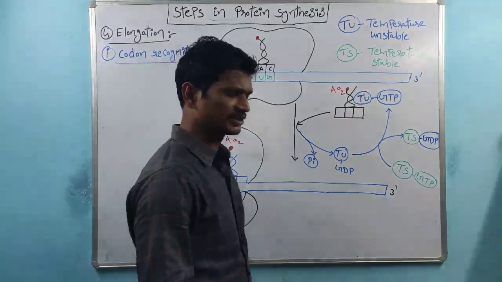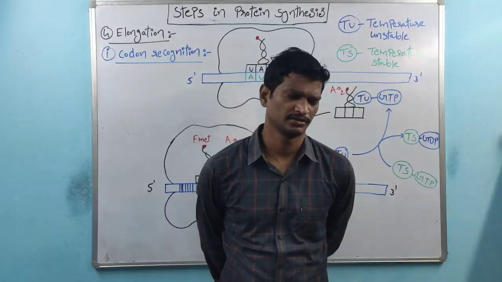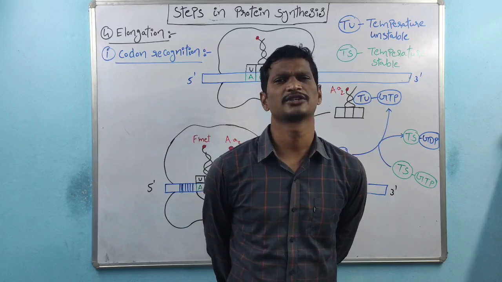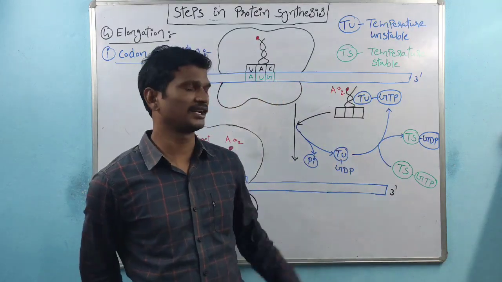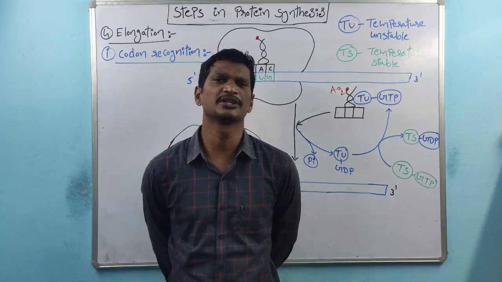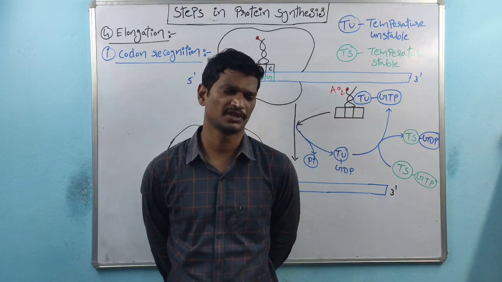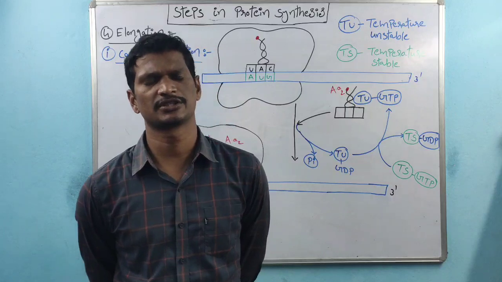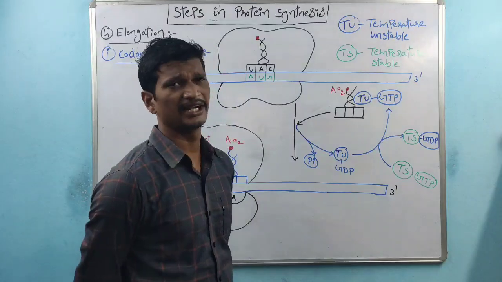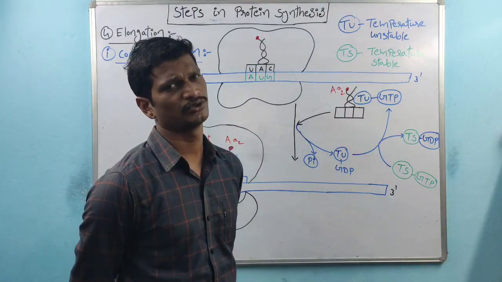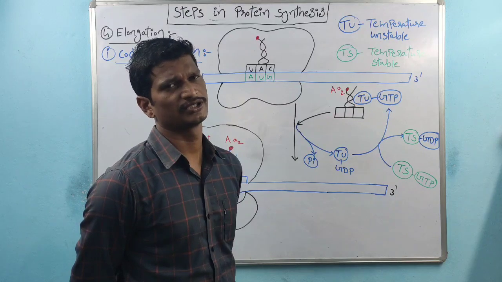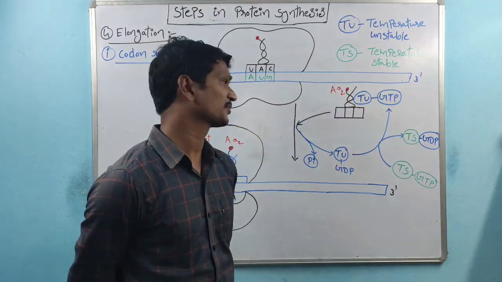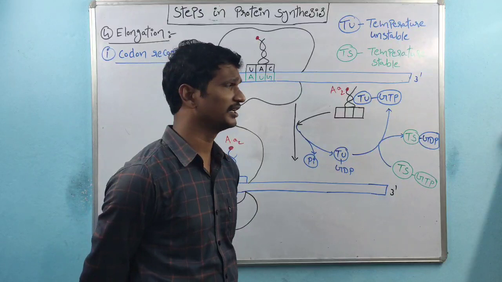Coming to the next step, the elongation process. We know elongation means continuous addition of amino acids. This is one of the fastest steps in the entire protein synthesis process. So elongation is the fastest step in the entire protein synthesis process, right?